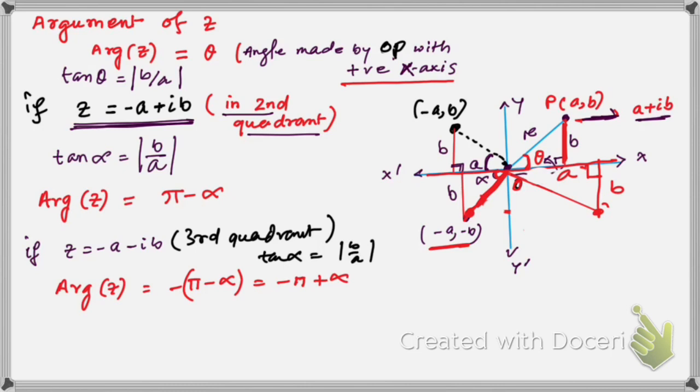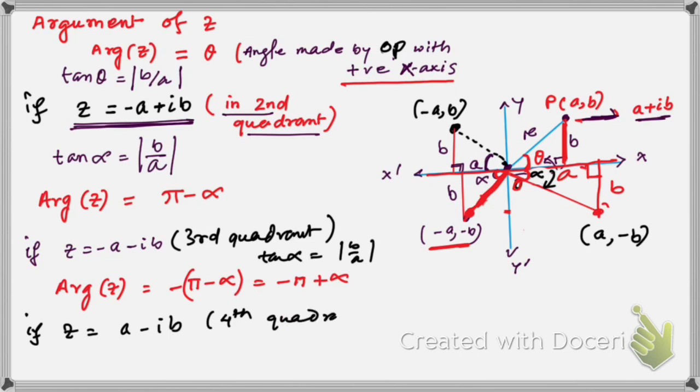This angle is alpha, made with the positive x-axis, but in the clockwise direction, right? So if z is equal to, here the coordinate is going to be positive a, negative b, so that means a minus ib, in the fourth quadrant, and again tan alpha is going to be mod of b by a.